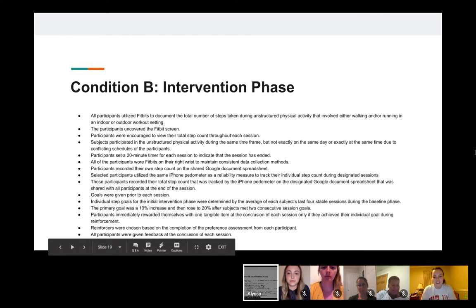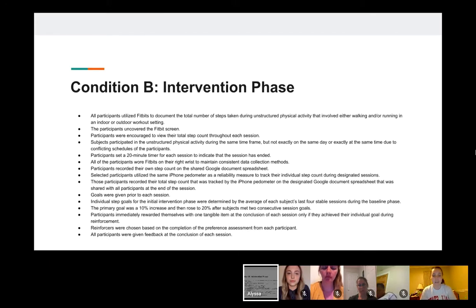So then for the intervention phase, we basically did the same thing. The only thing that was different is that we uncovered the Fitbit screen. So we took off that piece of masking tape, and we were able to look at our step count. And actually, we were encouraged to view the total step count throughout each session to hopefully increase the amount of steps that were being taken. And then, like I said, we wore it on the same wrist. We did the 20 minutes. It was exactly the same, other than the fact that we did not have the masking tape on it.